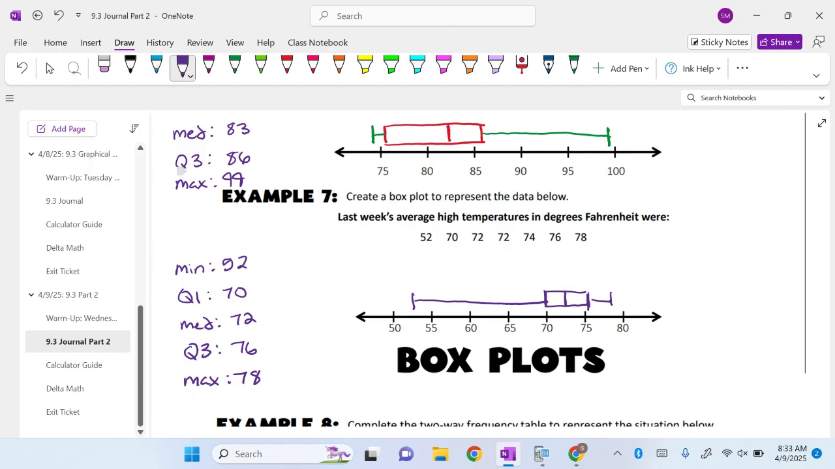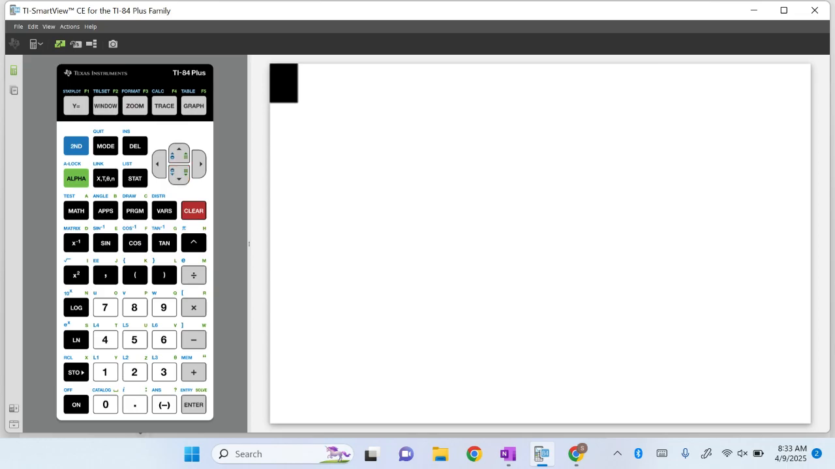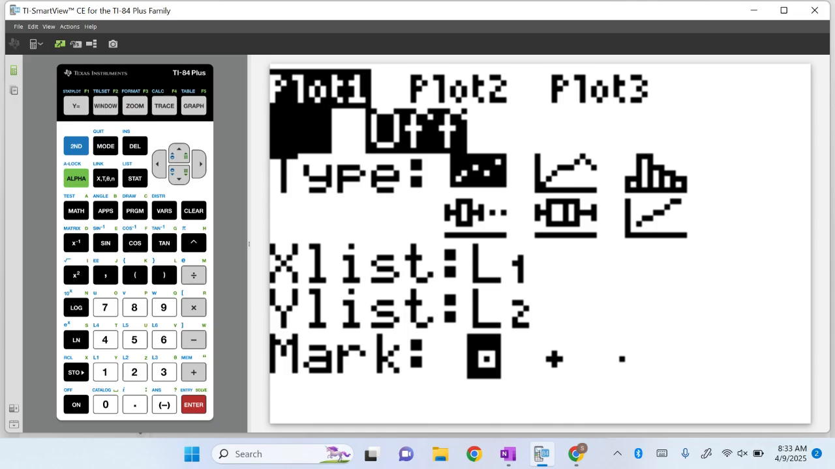All right. One last thing. If you ever need to look at your box and whisker plot using your graphing calculator, this is what you'll do. Very similar to what I told you about yesterday with your histogram. So I'm going to clear out of this. Our table is already saved in our calculator. So I'm going to go all the way up to second and then y equals to get my stat plot. I need to make sure that plot 1 is turned on. So I'm going to hit enter and click on.